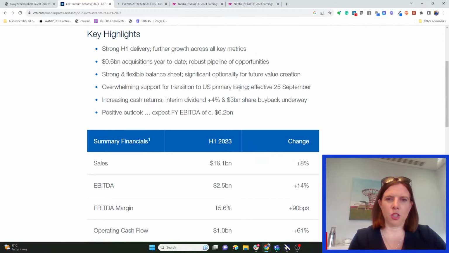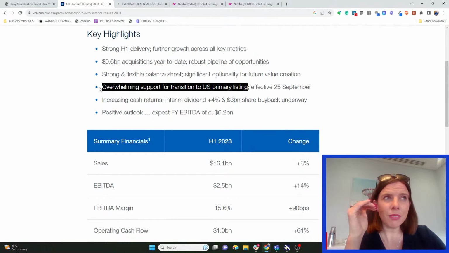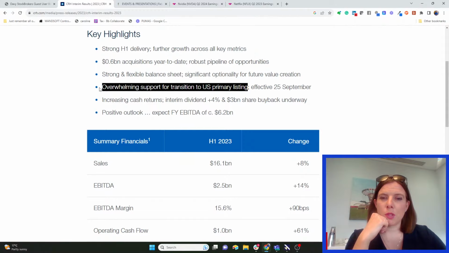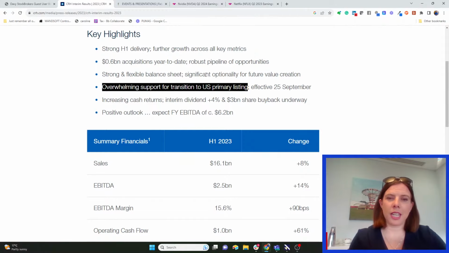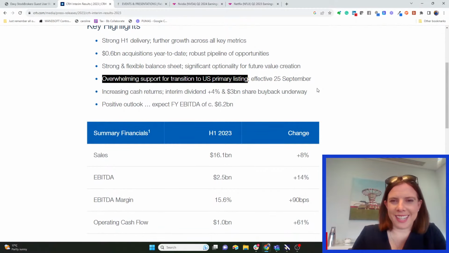Overwhelming support for transition to US primary listing. Now, I have to tell you, you're getting it from somebody who is based in Ireland, conscious very much of Irish business. Everyone in the business community is talking about this: CRH is looking at transitioning to a US primary listing and away from the Irish stock market. The business is doing really well in the States, as we're about to see, and it is now going to be effective on the 25th of September. Okay, so the US's gain is the Irish stock market's loss.